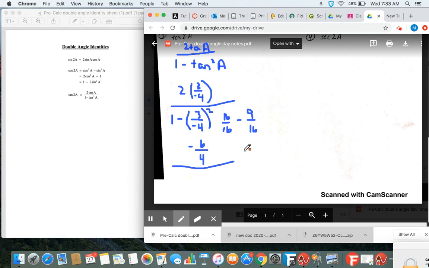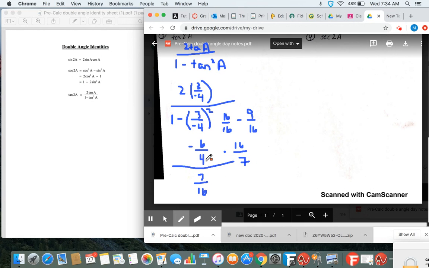By doing that, I simplified this whole piece down here in the denominator. Again, I just squared it and made a common denominator. I'm going to subtract, and I'm going to get 7 over 16 now. Put that down here. Instead of thinking of it like this, we can just multiply by the reciprocal instead of worrying about dividing. So make it 16 over 7.